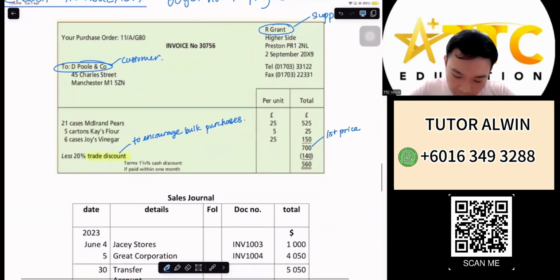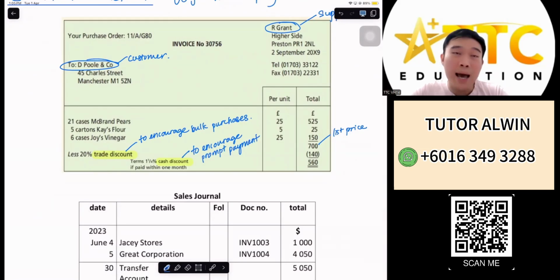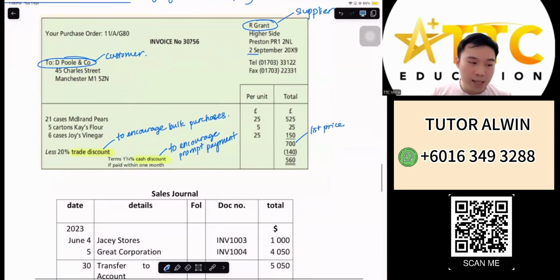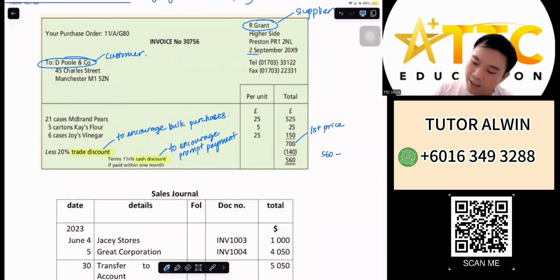Now you also see here terms 1.25% for cash discount. Cash discount encourages prompt payment, meaning faster payment. The faster you pay, the more chance you can get this 1.25% cash discount. Here the terms are if you pay within 1 month. So good thing, you have 30 days time, within the 2nd of September. So if you pay within 1 month, instead of paying R Grant 560, you'll be taking 560 minus 560 times 1.25%.